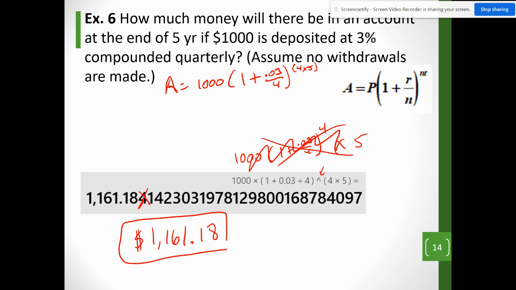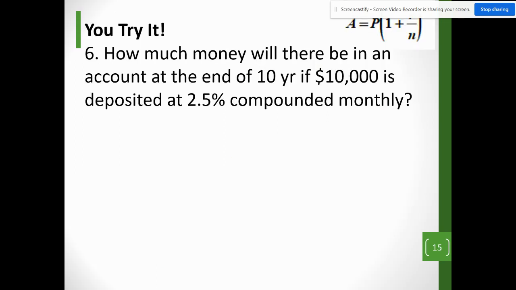Obviously, 3% is a really low interest, but like I said, banks right now are paying about 0. Not even 1%, 0.0000 nothing percent. So that's how much they're paying. So just for you guys to think about this. Now you guys try this at home.